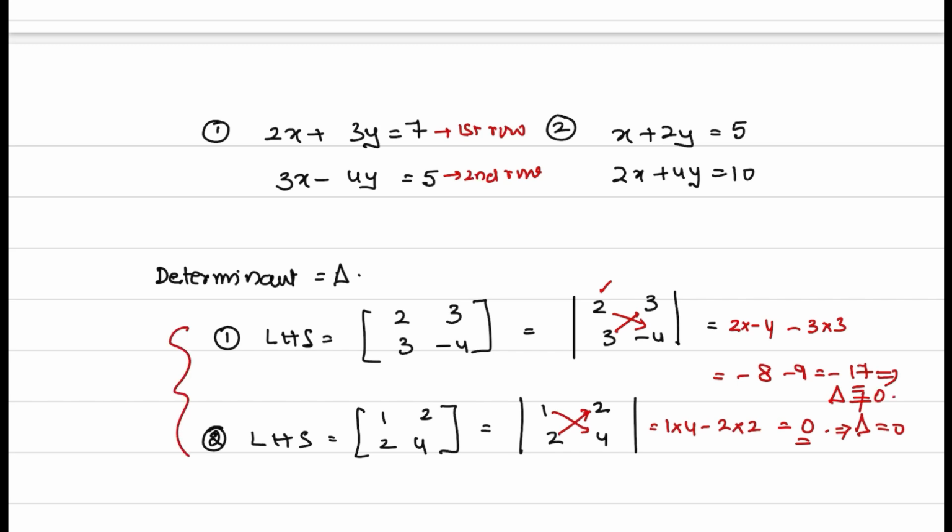By finding the determinant, we can say whether a particular set of simultaneous equations has a solution or doesn't have a solution. And if they have a solution, what type: infinite solutions, finite solutions, or unique solutions. This is a very, very important topic. I will be taking it up as we proceed through the lectures.